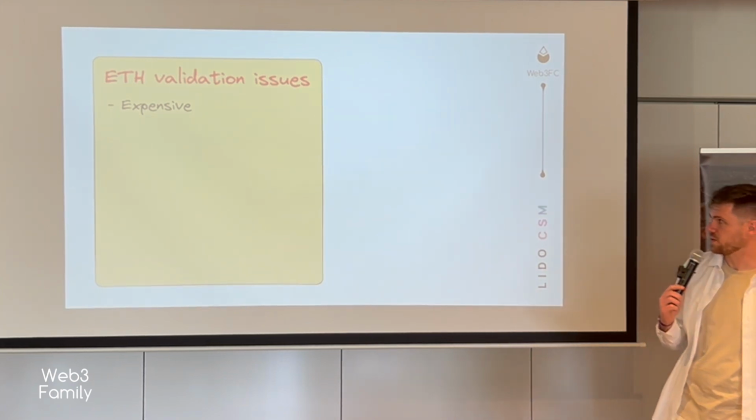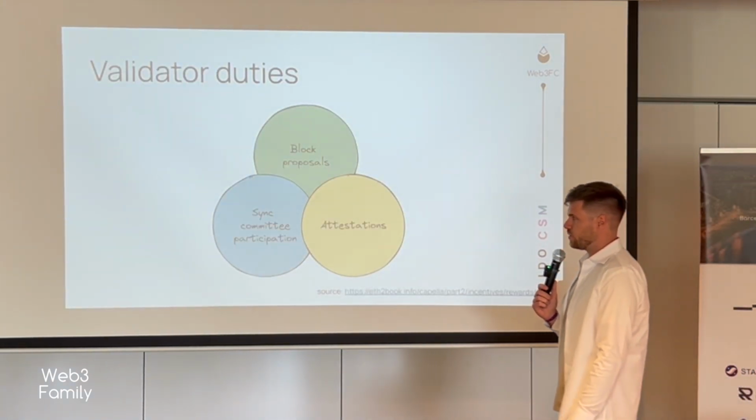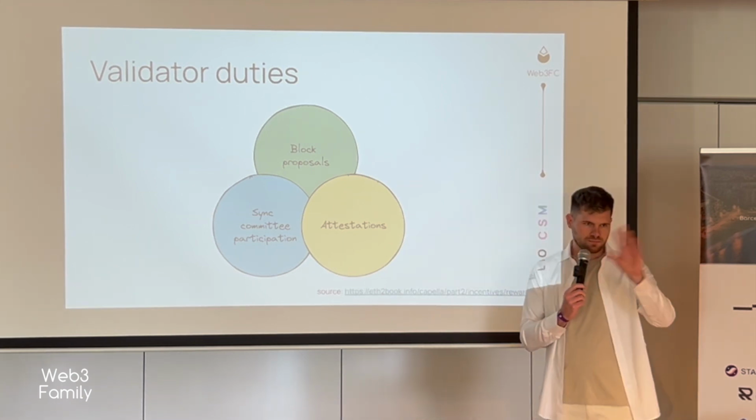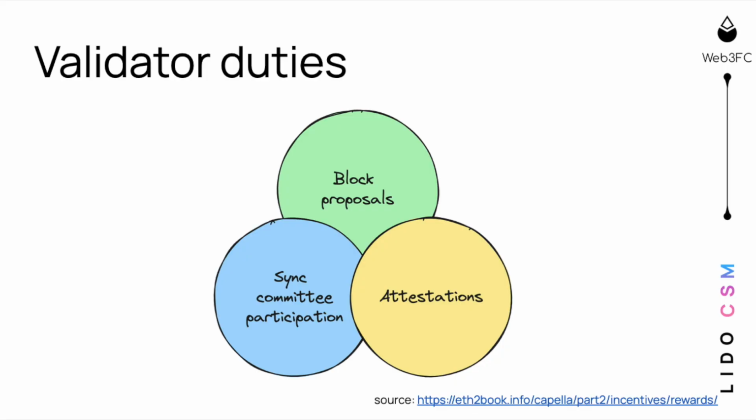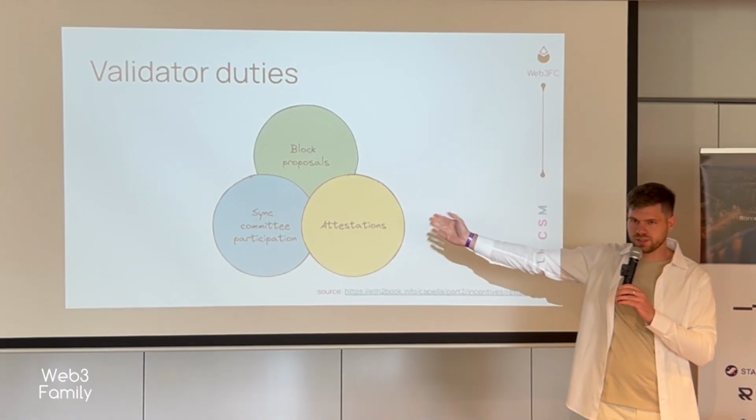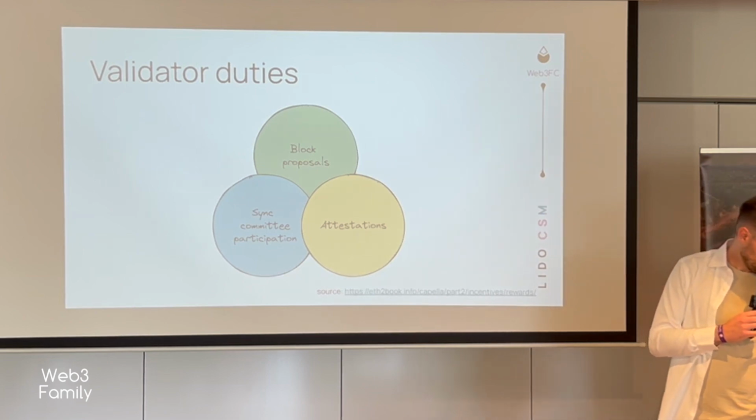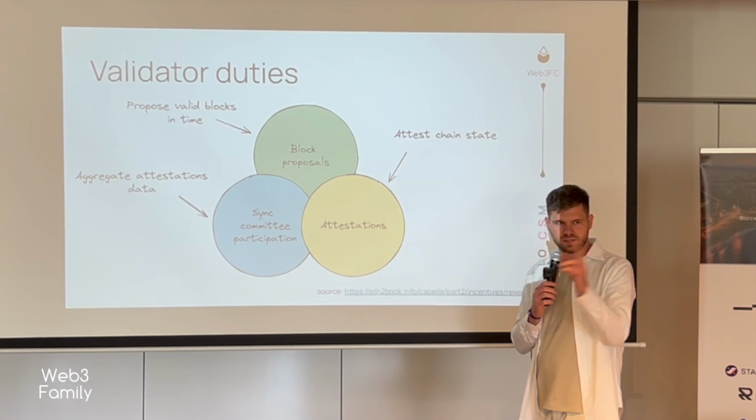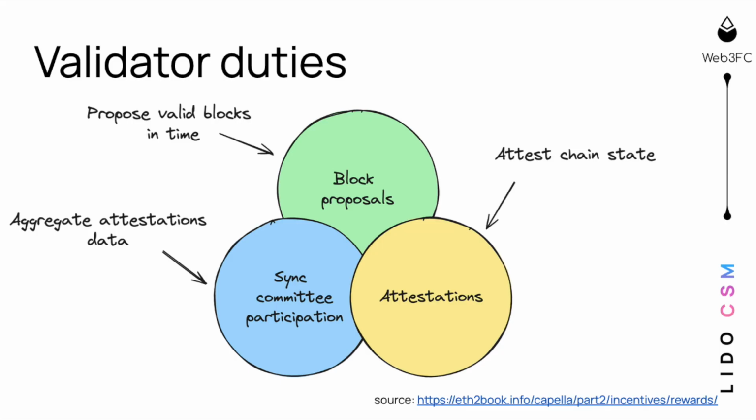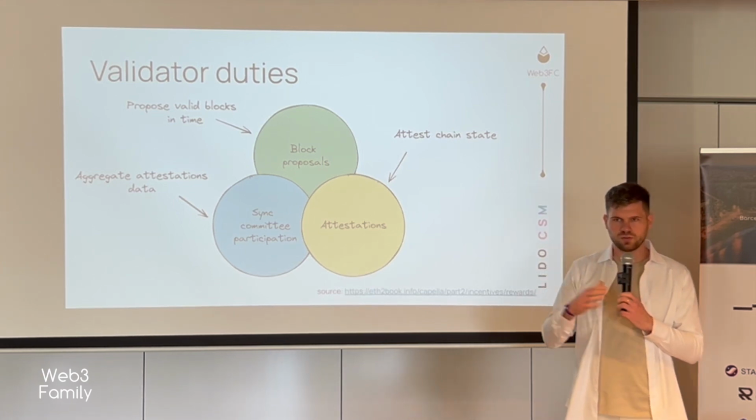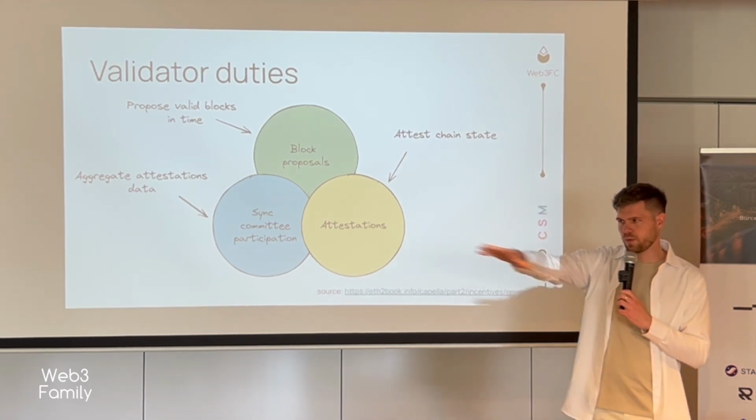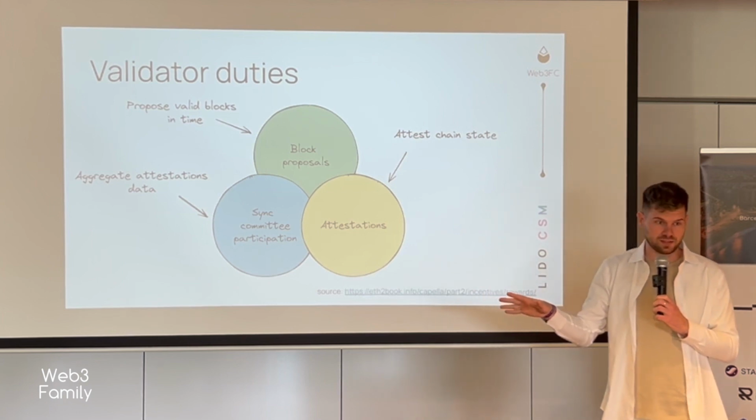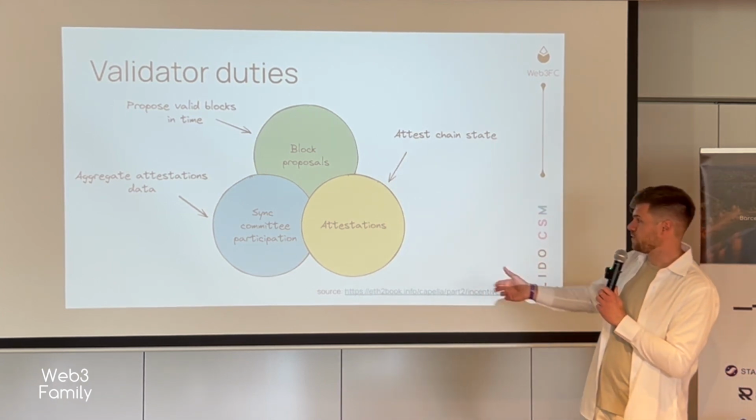Yeah, let's find out. Let's talk about validator duties. At its core, a validator is responsible for three main things: block proposals, attestations, and sync committee participation. With the block proposals, everything is simple. There is a fixed distance between blocks, called slots. Once your validator is selected to produce a block, you need to build a block and propagate it over the network within 12 seconds. That's it for this duty.